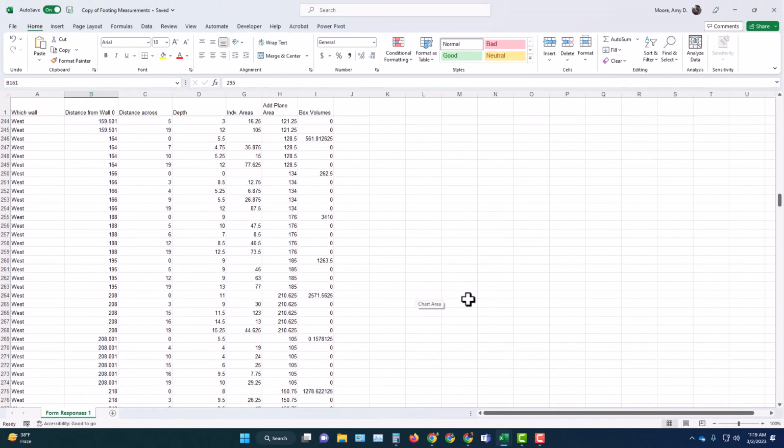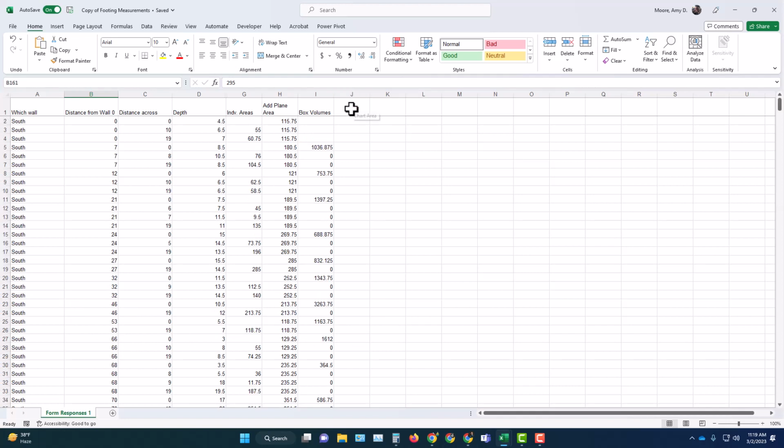I do want to just point out here that when I go from 208, for example, to 208.001, we have 0.15 cubic inches calculated here. So we're dealing with these transitions in a really good way, because effectively that's 0. There's no difference between these 2 points, and there really shouldn't be any volume there.